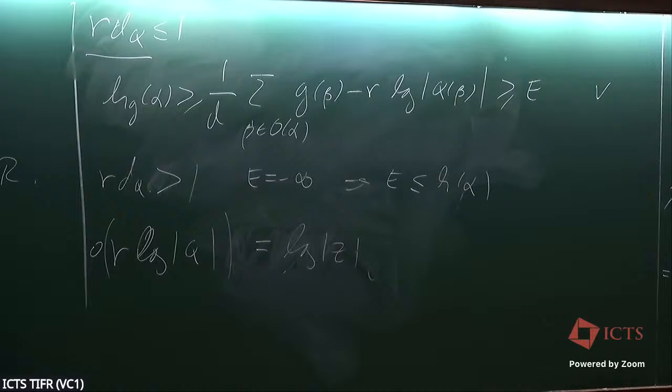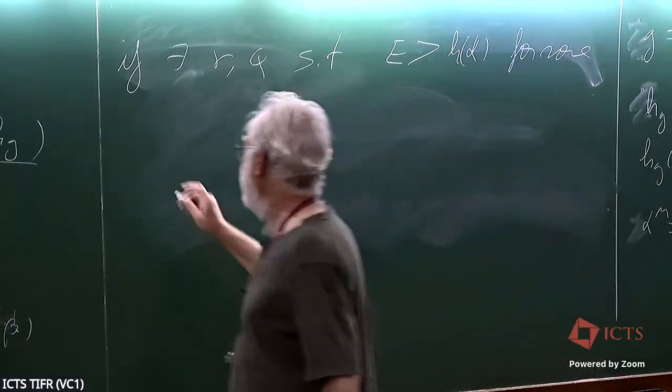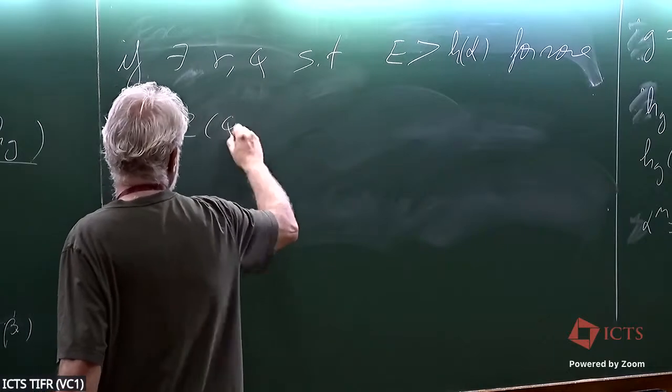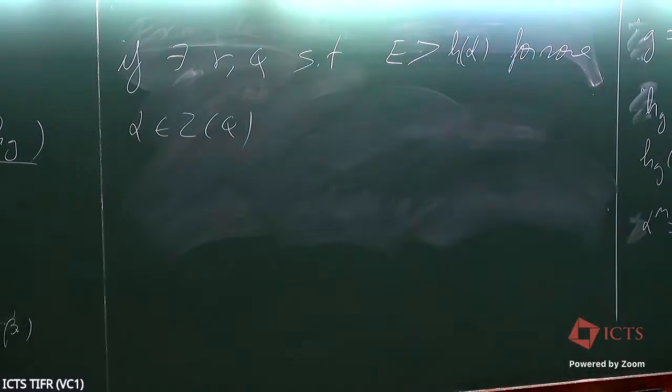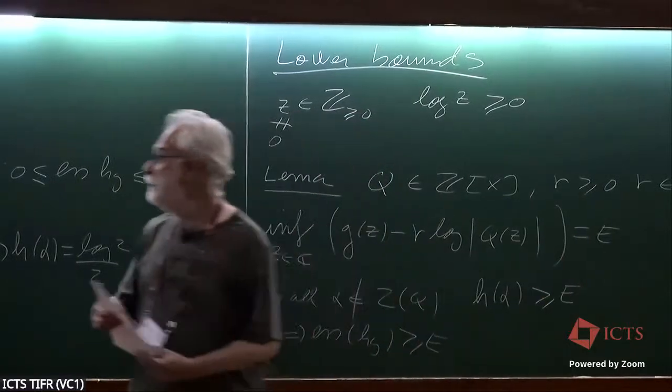Because now, if there exists a pair R, Q such that the corresponding E is bigger than H of alpha for some alpha inside the zeros of Q, this may happen. So here what I am proving is that for every alpha that is not a zero of Q, the height is bigger than E. But it might perfectly happen that one of the zeros of Q has height smaller than E.